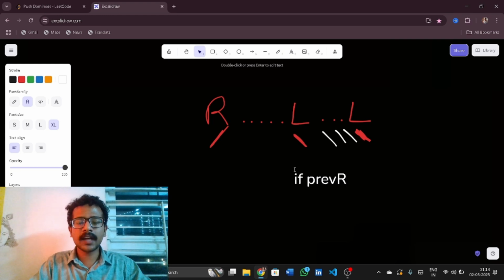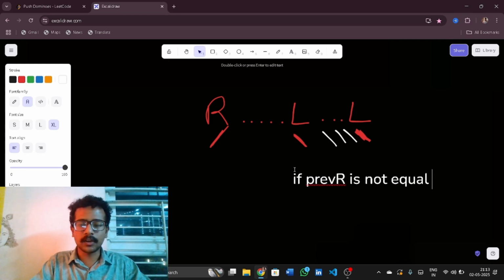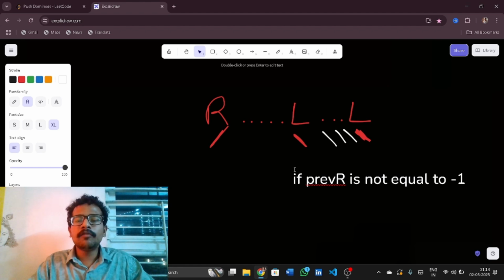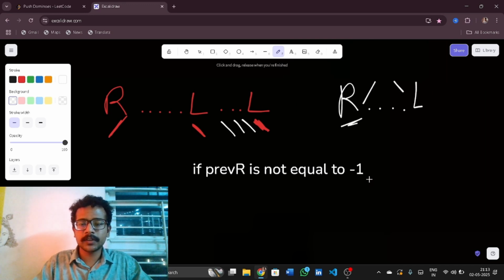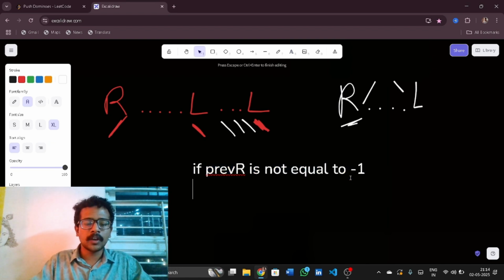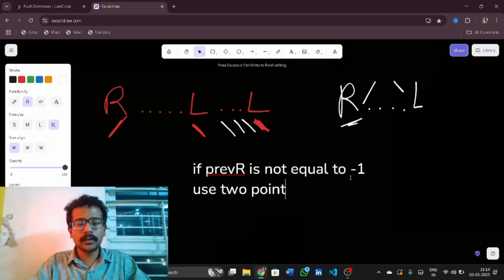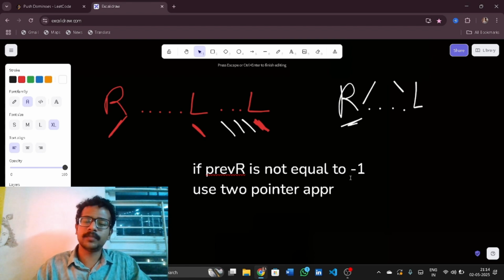So I will do one thing. If previous R is not equal to, wait a second, I'll tell you what, equal to minus 1. Okay, if it is not equal to minus 1, what it means, that means I have this L and then I have an R here. So at this point there will be two pointer approach. So that's what I'll write here. Use two pointer approach. Okay, that's it.